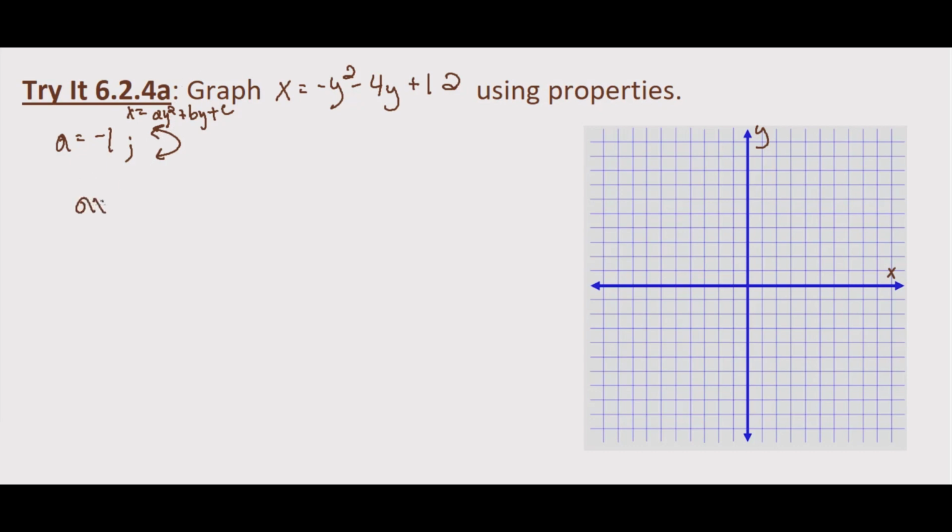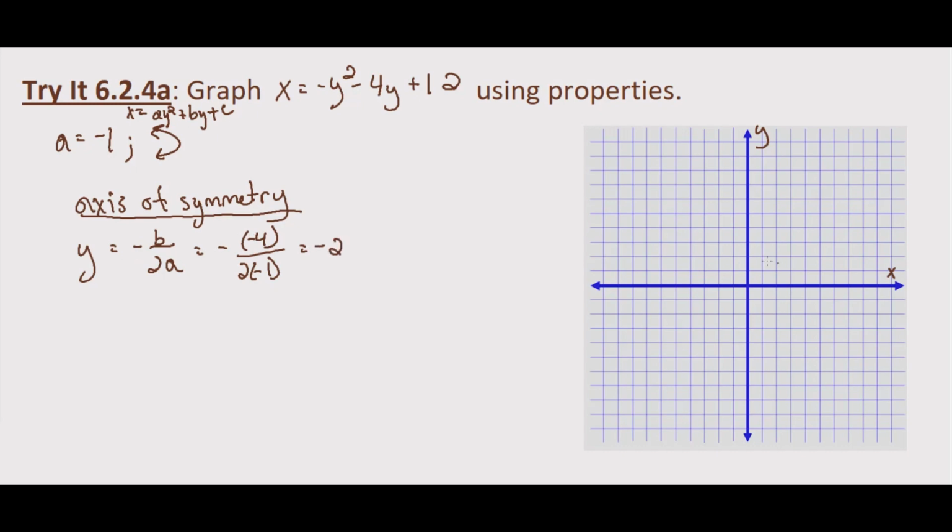Now let's look at the axis of symmetry. Remember, our axis of symmetry, when we're looking at a vertical parabola, is going to be x equals negative b over 2a. When we're looking at a horizontal parabola, one that opens to the left in this case, we are looking at y, the horizontal line. Y equals negative b over 2a, which equals negative 4 over 2 times -1, which equals -2. So y equals -2 is our axis of symmetry. We'll go ahead and draw that in here.